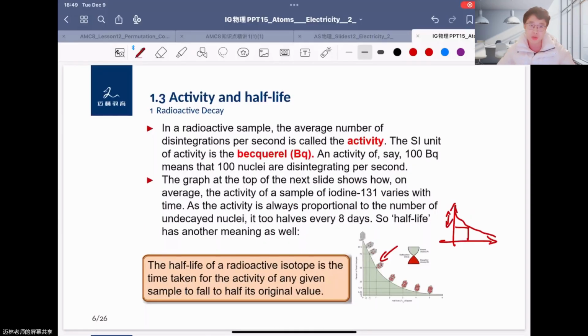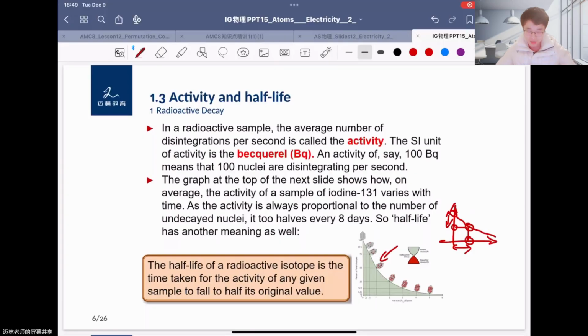In some IGCSE past papers, you'll find questions that give you the y label and ask you to find the half-life. You can first find the initial value and then find its half value, and draw on the coordinate. You'll find that the difference on the x-axis from 0 to that point means the half-life. I think it's not very difficult for you.